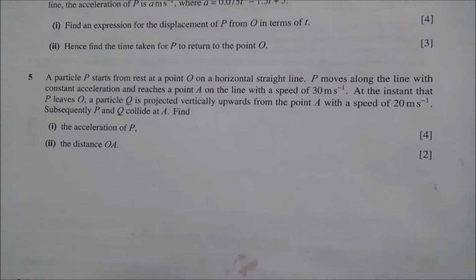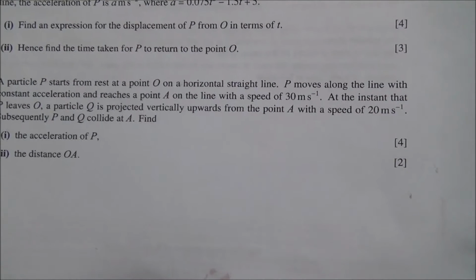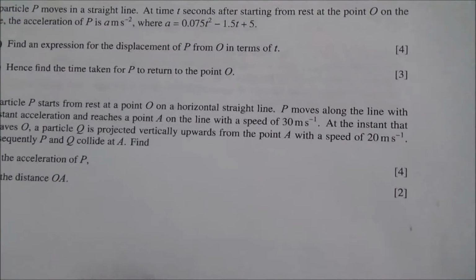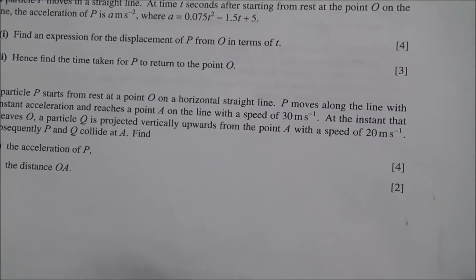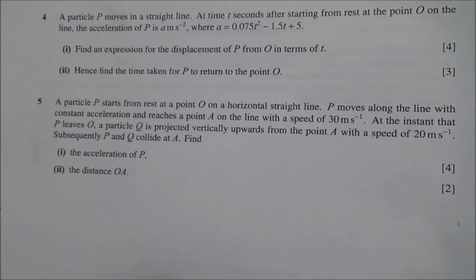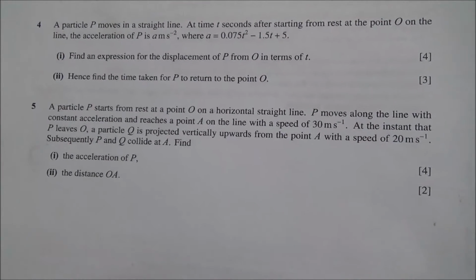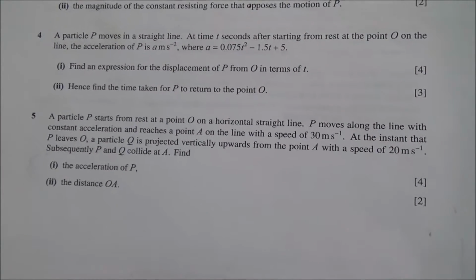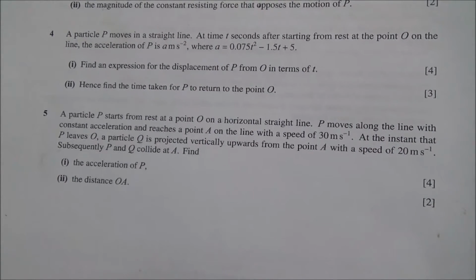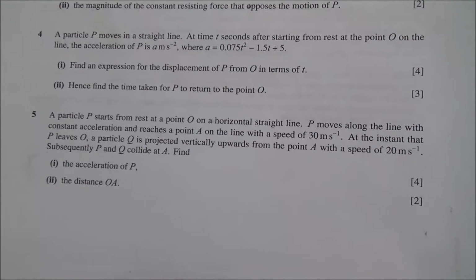Hi, question number 5 taken from June 2015 A-Level Maths HSC M1. A particle P starts from rest at a point O on a horizontal straight line. P moves along the line with constant acceleration and reaches a point A on the line with a speed of 30 meters per second. At the instant that P leaves O, a particle Q is projected vertically upwards from the point A with a speed of 20 meters per second.